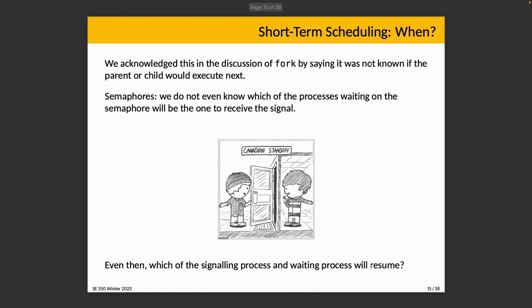Right. Similarly, we also acknowledged this when we said, okay, if we signal on a semaphore or post on a semaphore, we're not entirely sure which of the processes that's waiting will be the one to receive the signal. And even then, of the two, the one that called signal and the one that received the signal, which of those will be the one to proceed? We said we don't know. We said that's the operating system's decision, and it's difficult for us to have influence over it. But from the point of view of the operating system, it will decide based on whatever scheduling algorithm it has decided to implement and whatever criteria that scheduling algorithm uses.